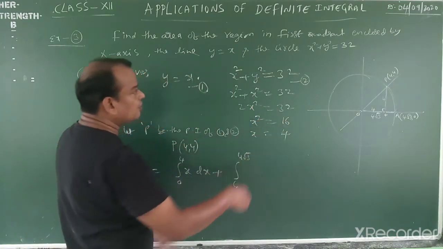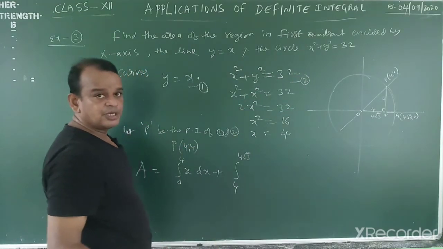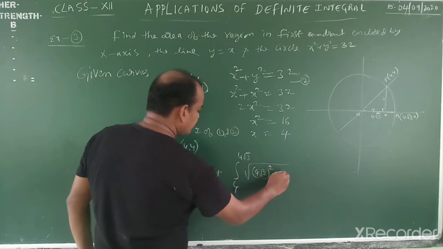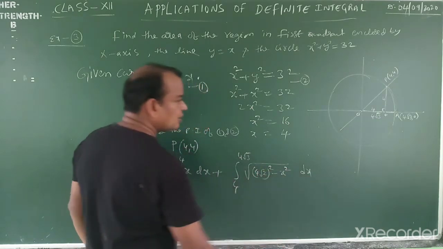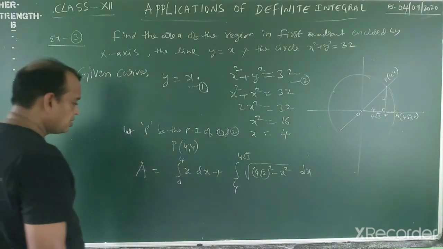What is the second curve? Circle. From the circle, y is equal to root of 32 minus x square, where 32 means (4 root 2) whole square, minus x square dx. Okay, my dear students, I hope that you understood or not? Yes. Now write the formula.